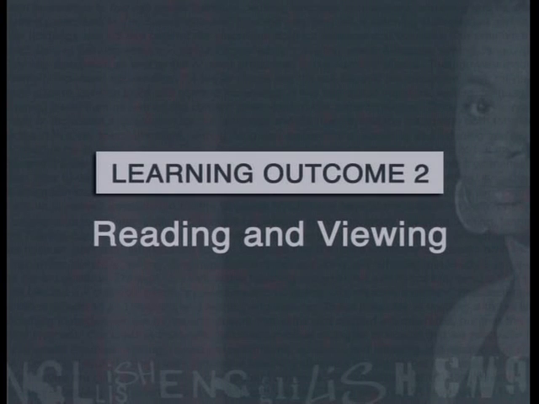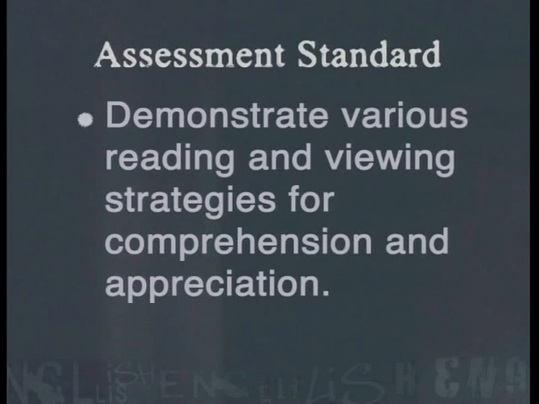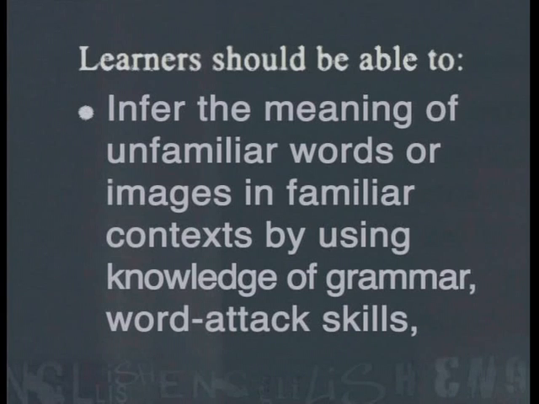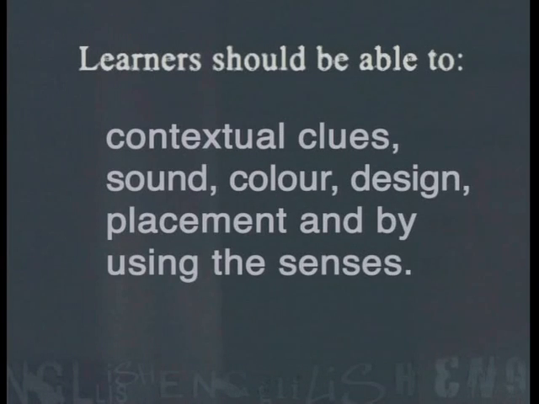The following lesson is linked to Learning Outcome 2, Reading and Viewing. It addresses the assessment standard that requires learners to demonstrate various reading and viewing strategies for comprehension and appreciation. Learners should be able to infer the meaning of unfamiliar words or images in familiar contexts by using knowledge of grammar, word attack skills, contextual clues, sound, color, design, placement, and by using the senses.